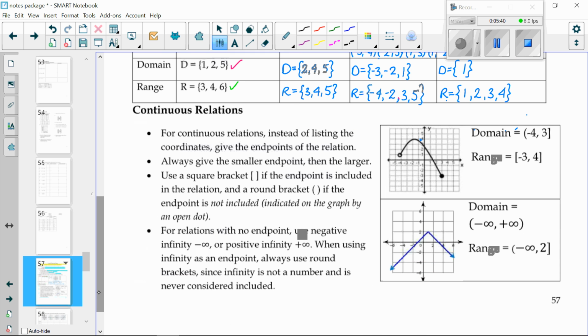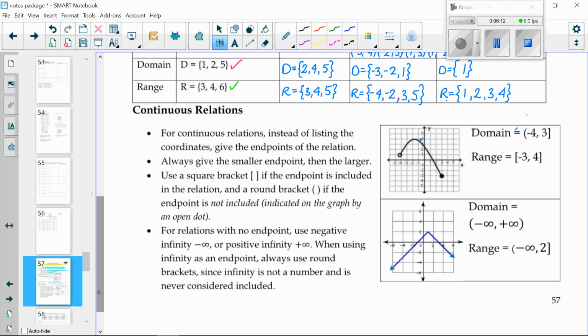Okay, continuous relations. For continuous relations, instead of listing the coordinates, give the endpoints of the relation. Always give the smaller endpoint before the larger. Use a square bracket if the endpoint is included in the relation, and a round bracket if the endpoint is not included. That is indicated on the graph by an open dot.